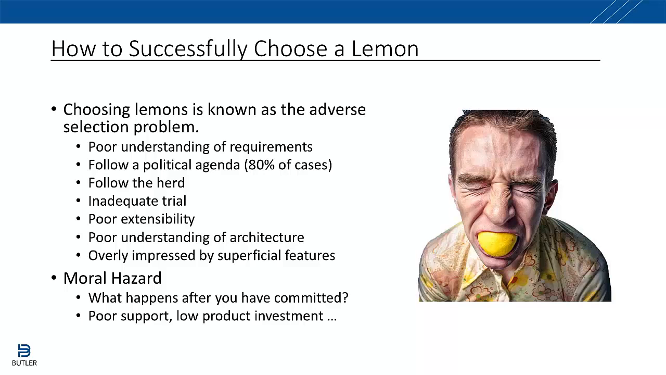Now, here's how to choose a lemon. And just hope your daughter doesn't marry someone like that. But the first thing is a poor understanding of requirements. Adam has talked about that, and I'm not going to go over it. You need to understand why you need to do this thing. Following a political agenda: in my experience, 80% of the people I speak to, there's already some agenda in place. If your CEO plays golf with the sales director of XYZ business intelligence company, then it's probably a done deal, and there's probably not much you can do about it. But following a political agenda is a route to problems.